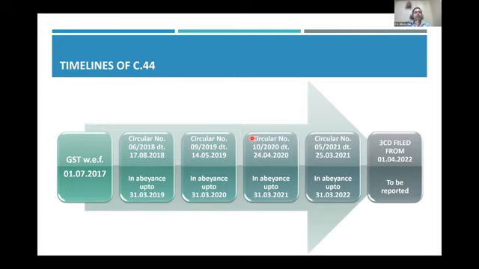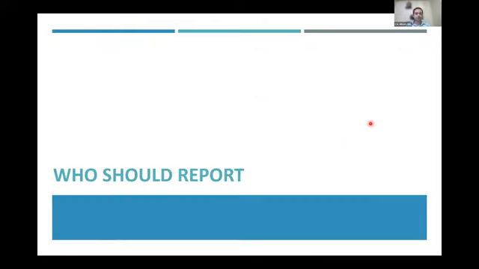So the industry was predominantly not ready to give this kind of information to the department. Even today, we are skeptical about giving this kind of information, but we have no option. So this was kept in abeyance up to 31st March 2022. Then the abeyance was not continued, and we are required to report for the forms filed from 1st April 2022. This information has to be reported. So these are the timelines.